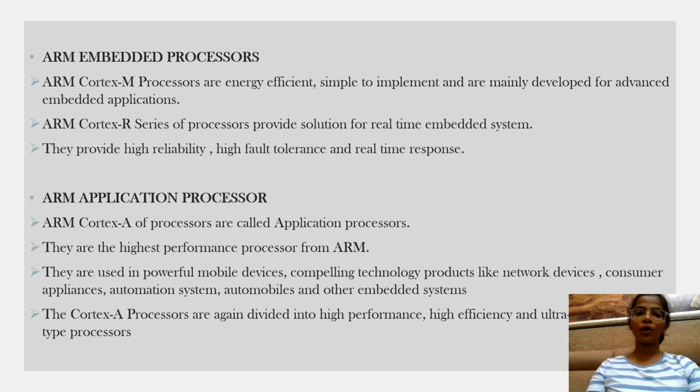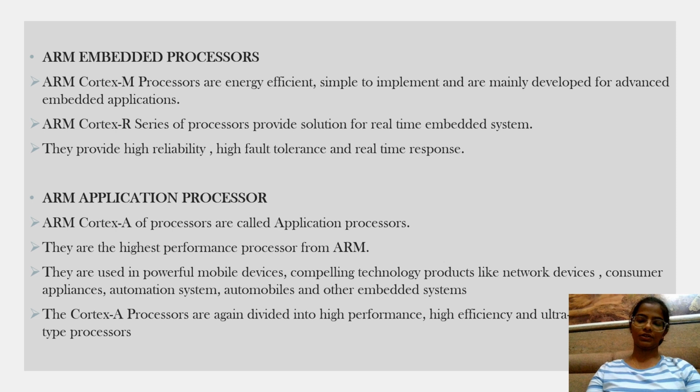The ARM Cortex-M processors are energy efficient, simple to implement, and mainly developed for advanced embedded applications. The ARM Cortex-R series of processors provide solutions for real-time embedded systems, with high reliability, high fault tolerance, and real-time response. The ARM Cortex-A processors are called application processors, the highest performance processors for ARM, used in powerful mobile devices, network devices, consumer applications, automation systems, automobiles, and other embedded systems.